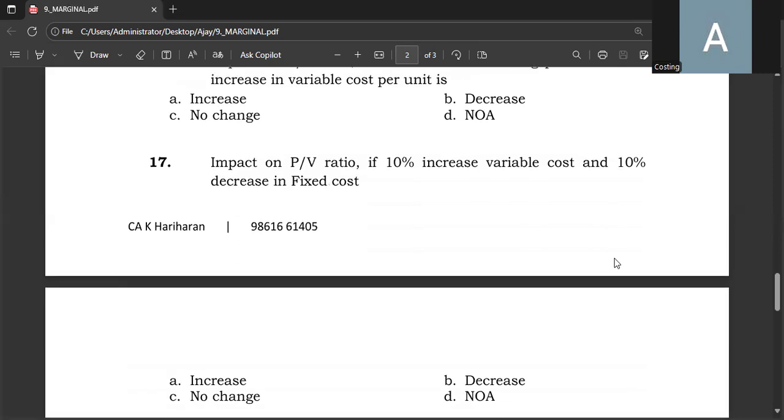Question 17. Impact on PV ratio if 10% increase in variable cost and 10% decrease in fixed cost. Option A, increase. Option B, decrease. Option C, no change. Option D, none of the above.